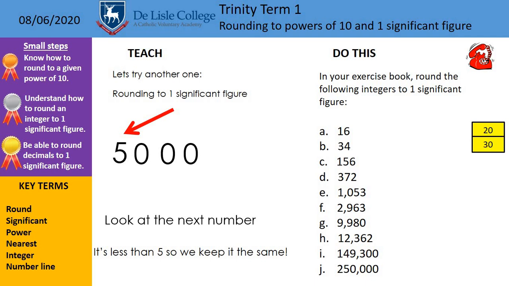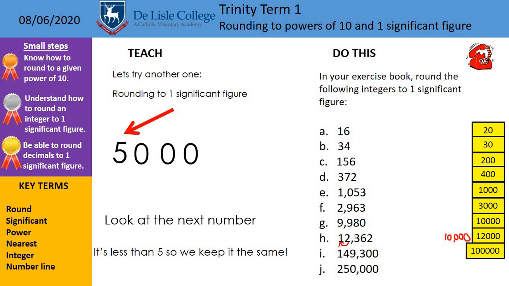Good, so you should have 20, 30, 200, 400, 1,000, 3,000, 10,000, and this one is wrong. You probably spotted it already. It should also be 10,000, okay, because that 2 does not round that 1 up. And we also know we've actually rounded to 2 significant figures here because we've got 2 values here. Then we should have 100,000 and 300,000.